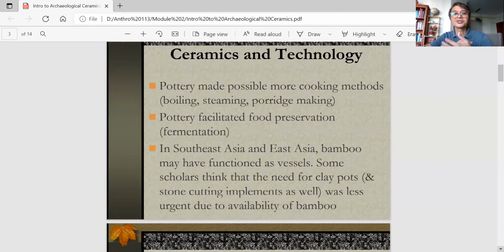Okay, so in addition to what I have mentioned, it also made possible more cooking methods, not just roasting. So basically, without pottery, we cannot do more than the basic things like roasting, and then perhaps baking. We can do that without pottery, but seldom. Without pottery, can we do baking? But with its appearance, there would be boiling of food, steaming, also producing aqueous foodstuffs like porridge, lugaw. We can also ferment things.